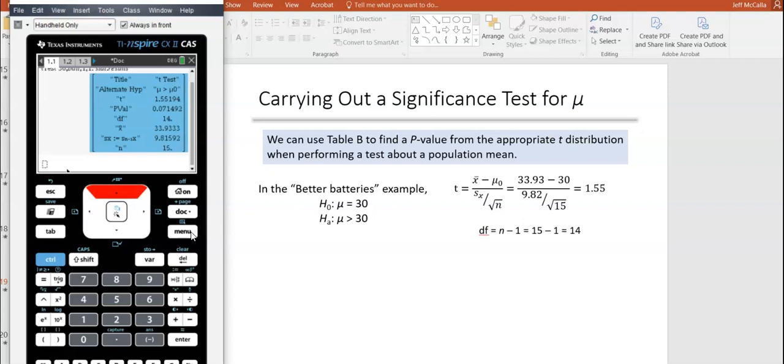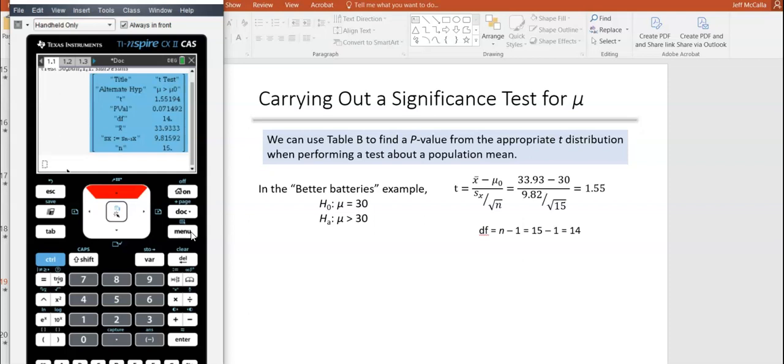Sorry, 9.82 is what they said. n is 15, so square root of 15 there in the formula, and the null is 30. You can plug all that in, and you get the correct t-value of 1.55. So it does provide the t-value for you.